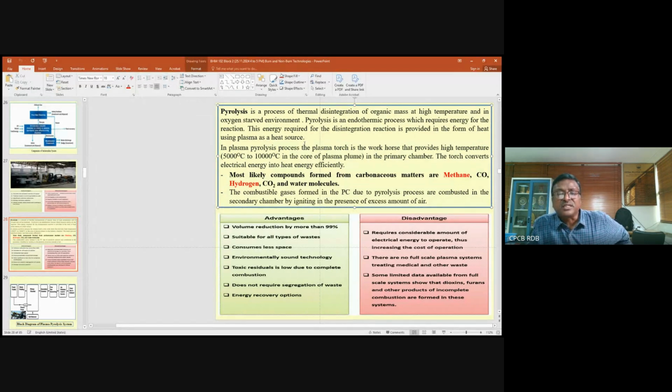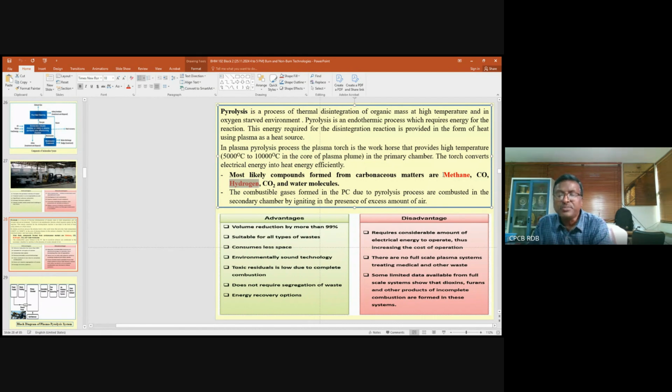Similarly, pyrolysis is also a process of thermal degradation of organic mass at high temperature in oxygen-starved condition. Therefore, both definitions are the same, but here, under controlled starved condition, oxygen is supplied under starved condition. The waste is converted into products like methane, carbon dioxide, hydrogen, CO2, and water molecules. Methane and hydrogen are highly combustible in nature. Therefore, when they go into the secondary chamber, these gases will burn on their own in the excess of oxygen, and therefore the gases generated from the pyrolysis process are generally much less harmful compared to the conventional incineration process.